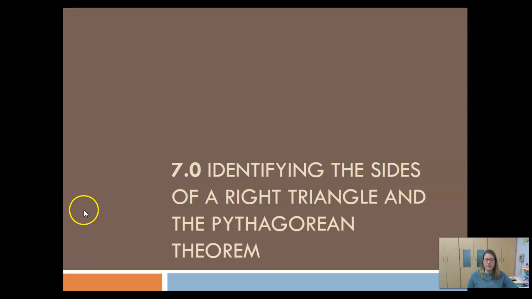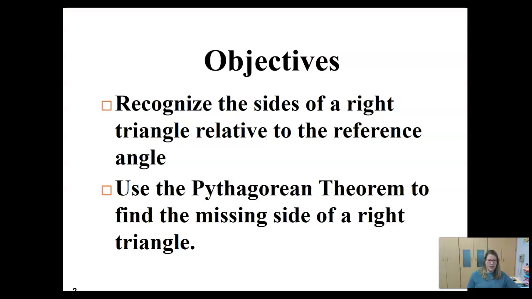Good morning, guys. So Unit 7 is going to be on right triangle trigonometry. This first section, I'm calling it 7.0, because we are just going to be laying some background work for what we're going to need for this unit. Also, we are going to be reviewing the Pythagorean Theorem. Okay, so those are our goals.